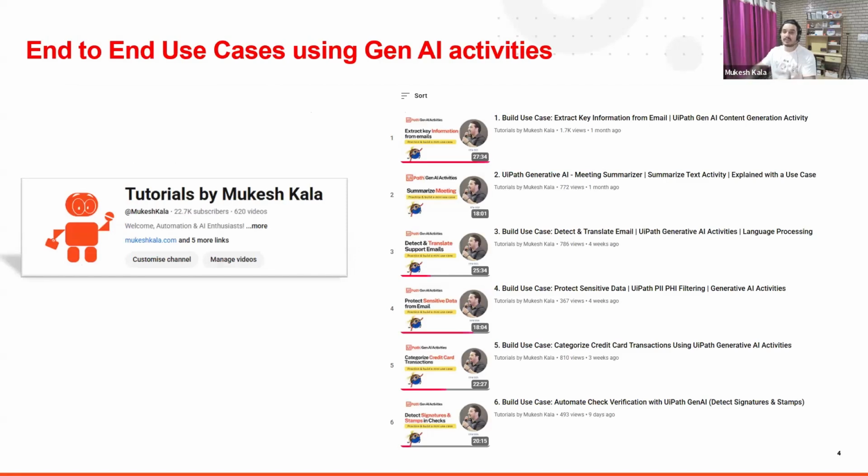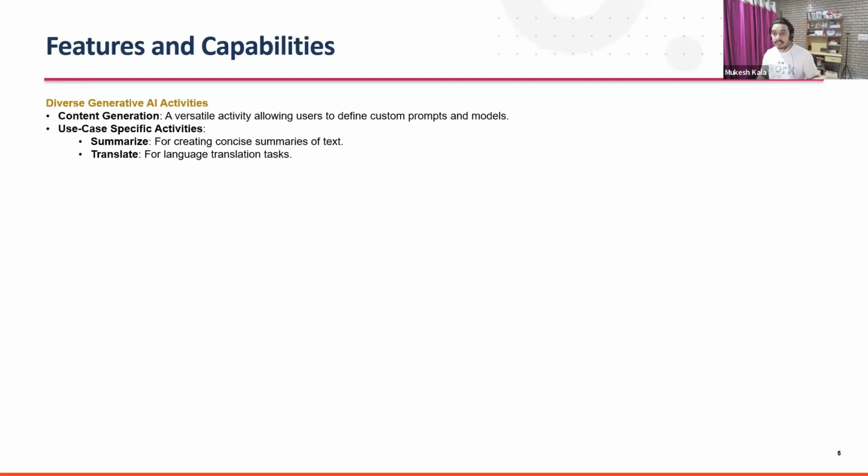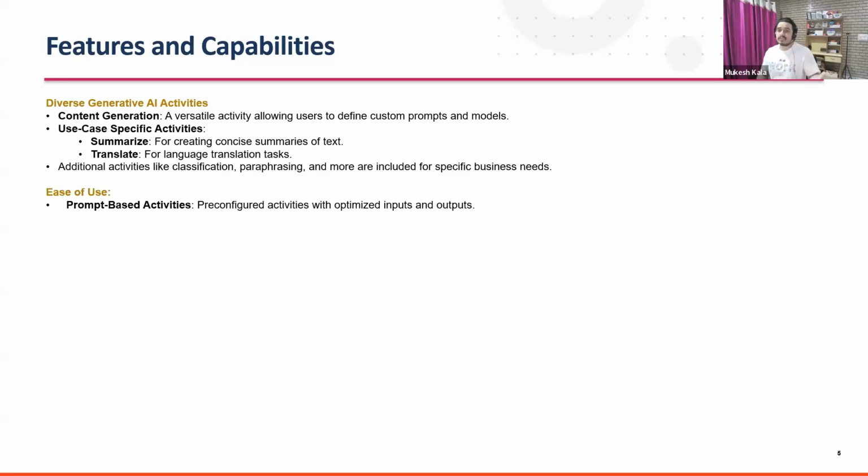So feel free to explore, because we won't be able to cover all these activities, but I'll give you a head start. With that, what are the features? First of all, you have a lot of activities. You can summarize, translate, classify, paraphrase, a lot of things. Ease of use: you just have to write the prompt and the activity will perform itself.